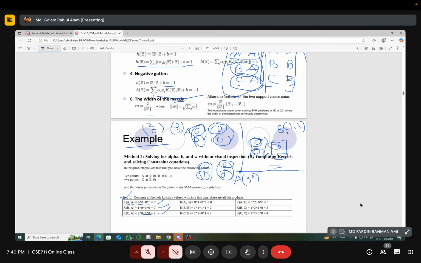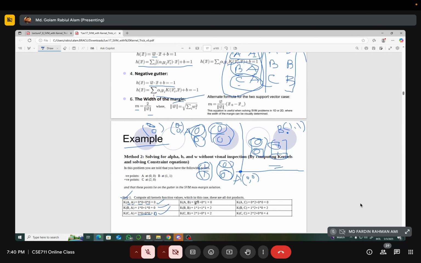Sir, KCA, it should be 0, right? 2 multiplied by 0, plus 0, yeah, it should be 0. KCA should be 0. This one times that one. There is the C, 2, 0 and 0, 0. Yes, it must be 0. Okay, thank you, Nila.